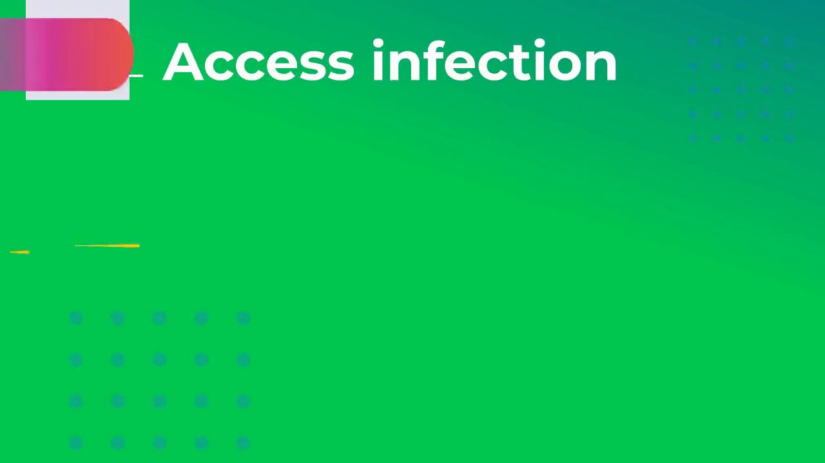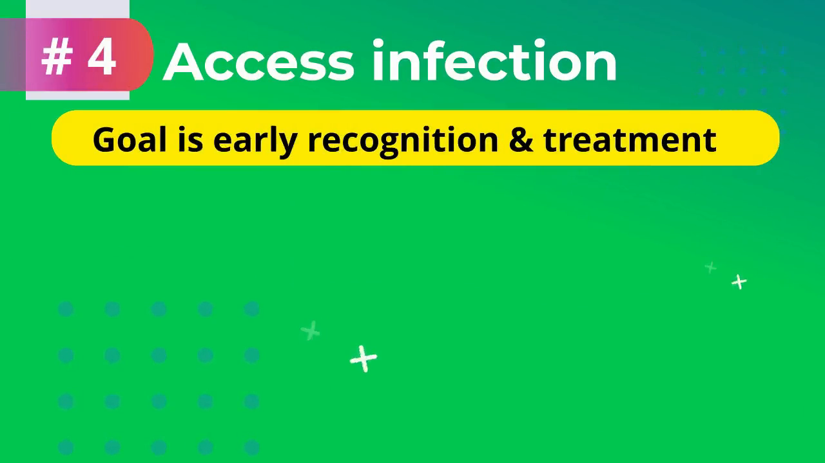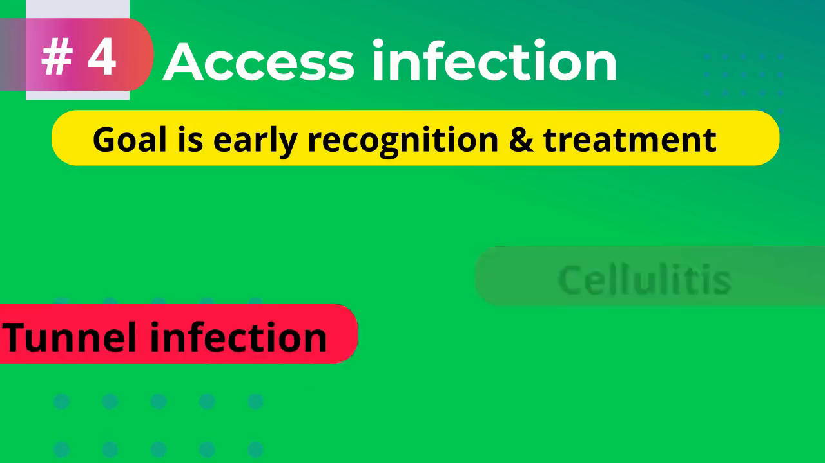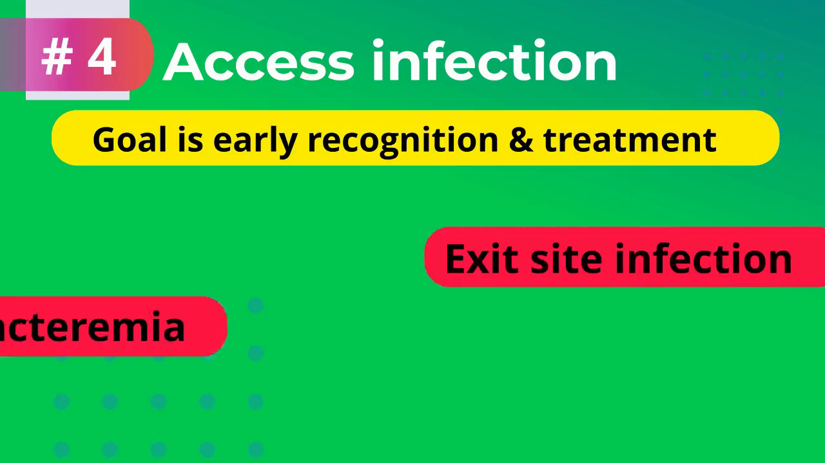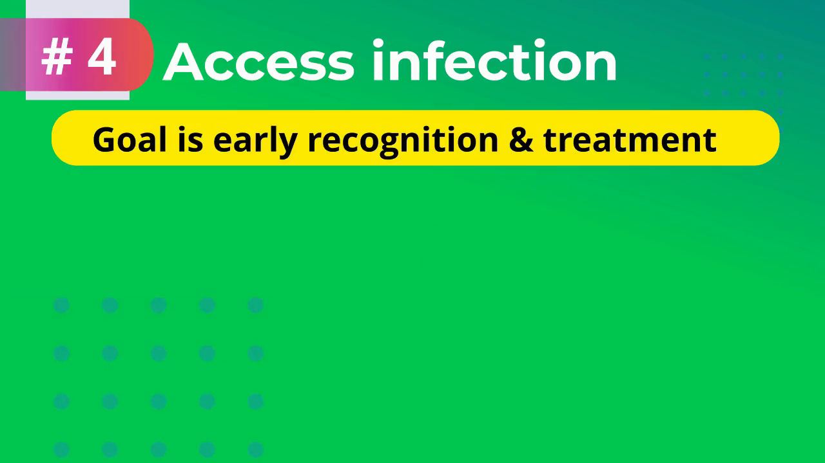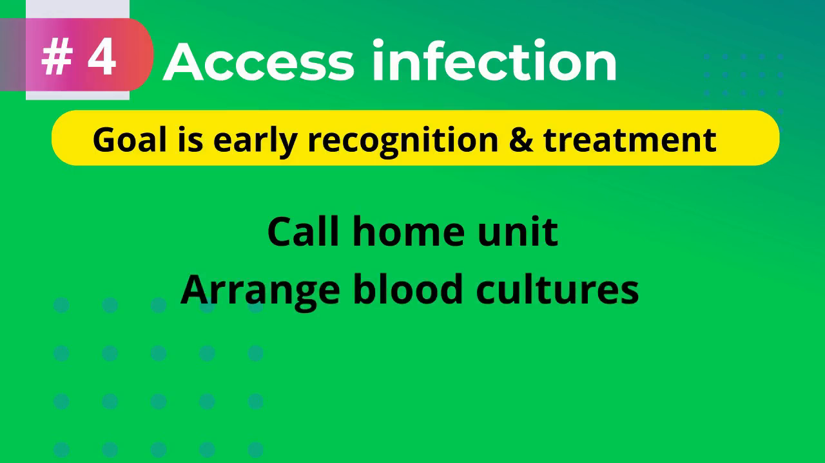Let us briefly review access infection. The goal is early recognition and treatment. Access infection can manifest as cellulitis, tunnel infection, exit site infection, or bacteremia. It is important to contact the home dialysis unit and arrange for blood and exit site cultures. Initially, broad-spectrum antibiotics are prescribed and then tapered based on antibiotic sensitivity results. An AV graft infection requires prolonged antibiotic coverage with possible graft excision.